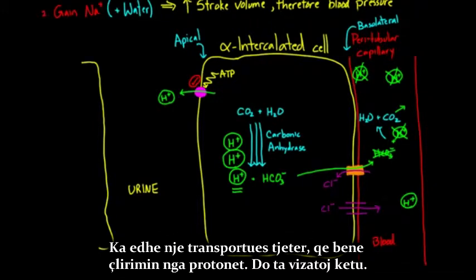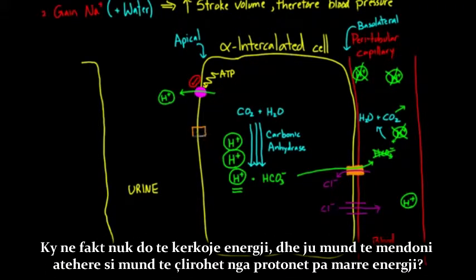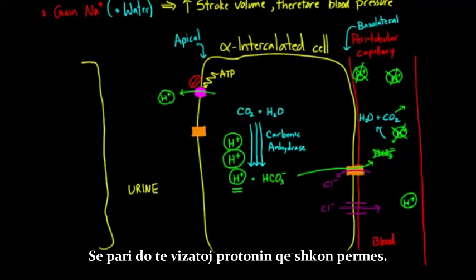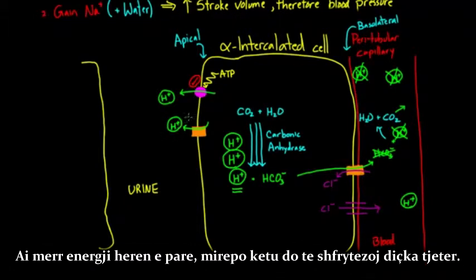Now, there's actually another transporter that gets rid of protons, and I'll draw that right here. And this one is actually not going to take energy. You're thinking, well, how do you get rid of protons and not even take energy? Well, I'm going to first draw the proton going across. It took energy the first time around, but here we're actually going to use something different. We're going to use a gradient.